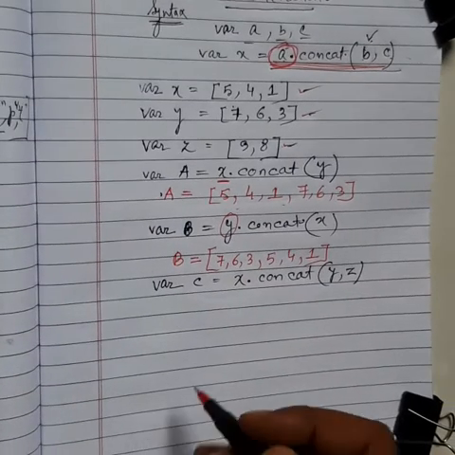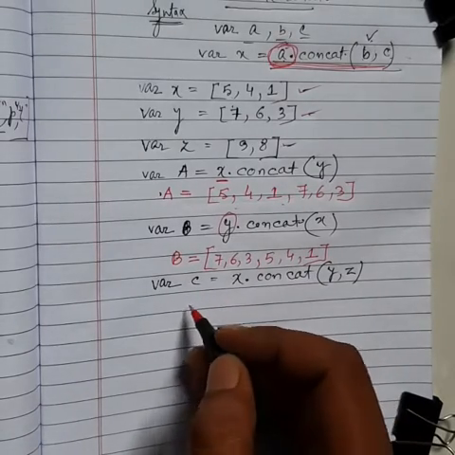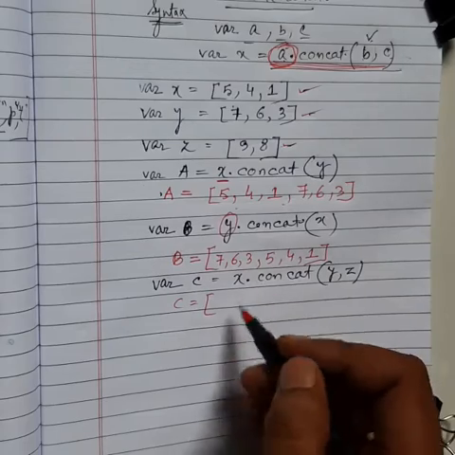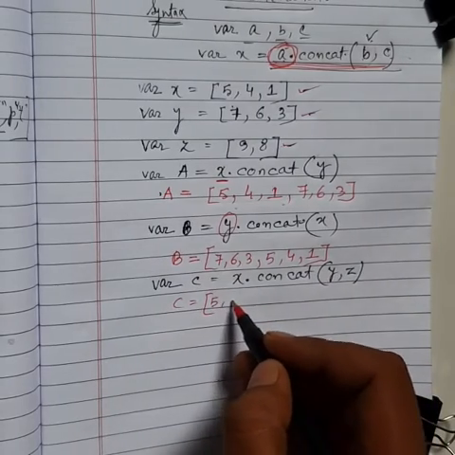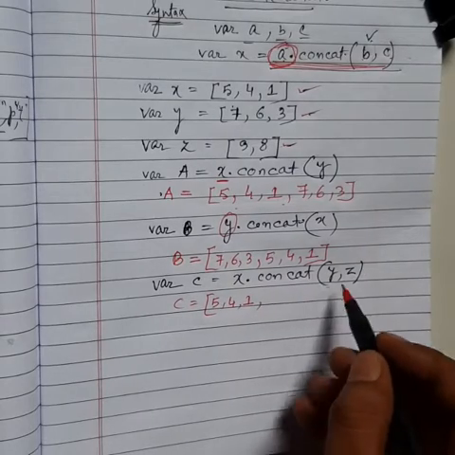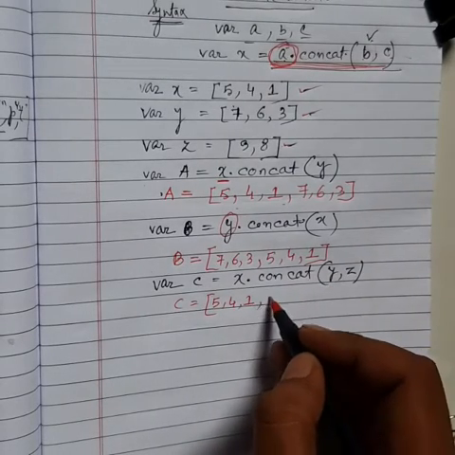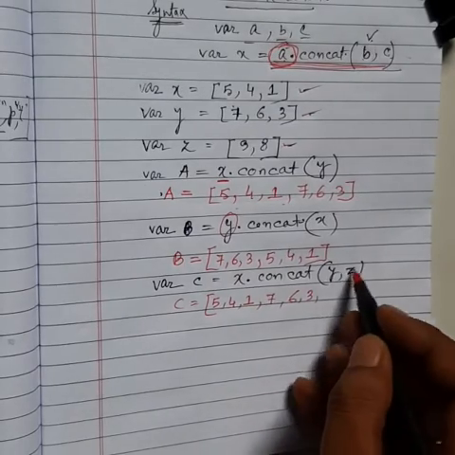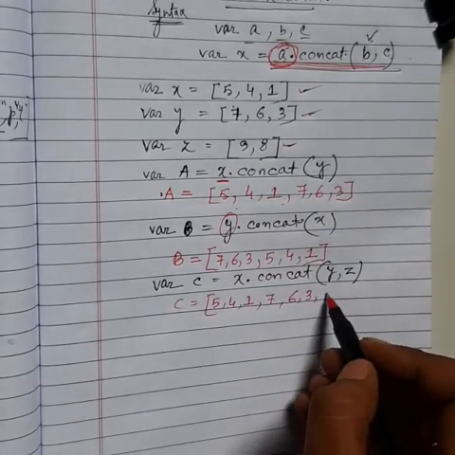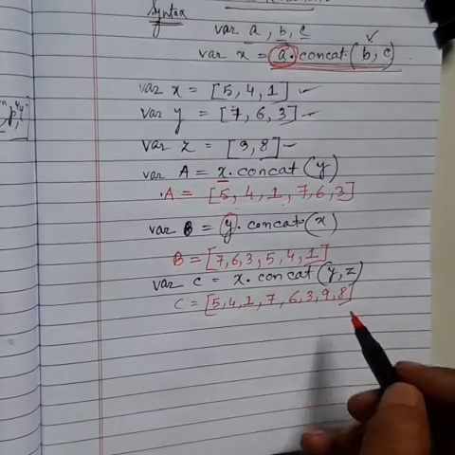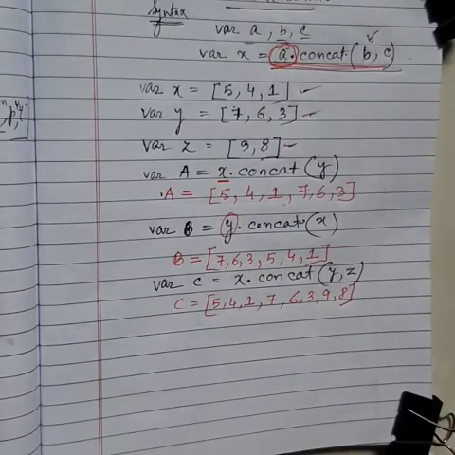And now we'll see the output of the last one, c. So in case of c, what will happen? First x will be placed. So what are the elements of x? 5 4 1, comma, now elements of y, elements are 7 6 3. Now elements of z, so these are 9 and 8. So in this way we can use the concat method.